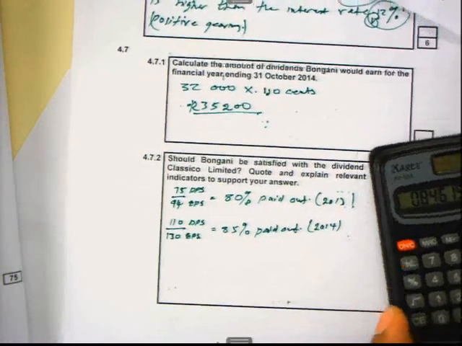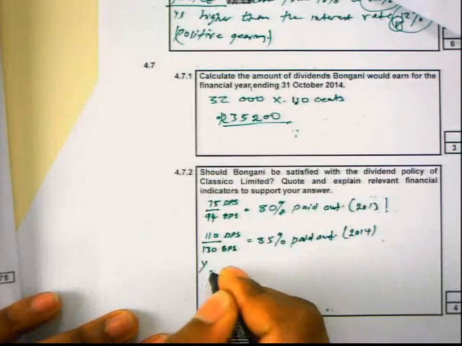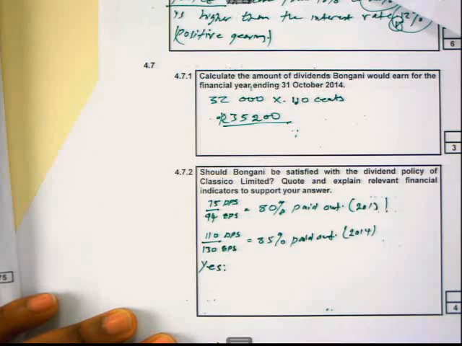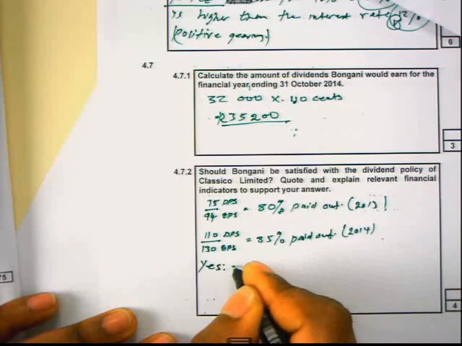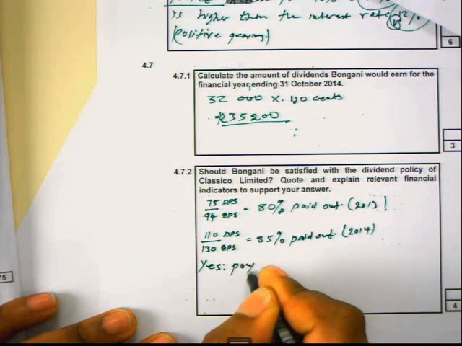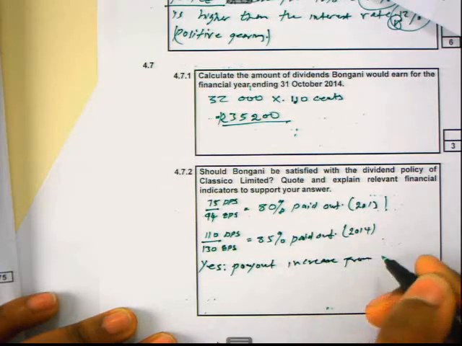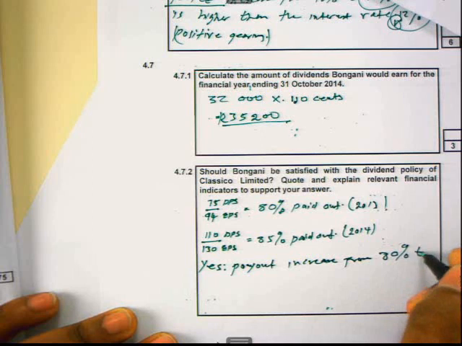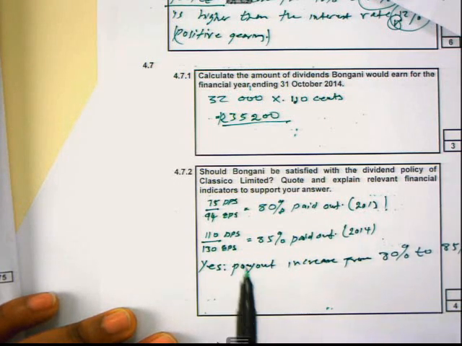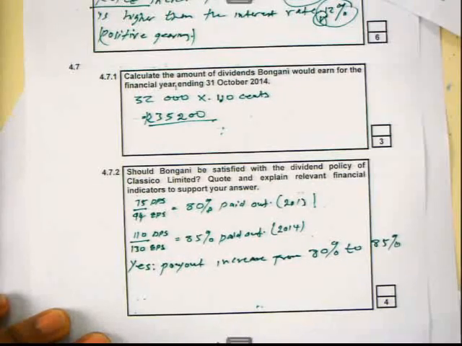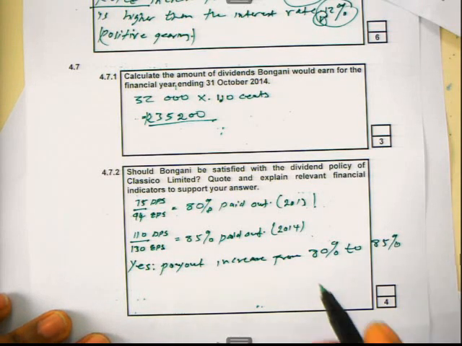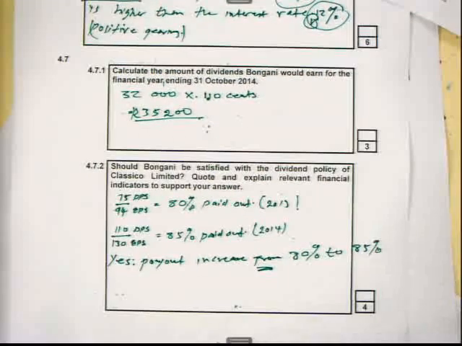Now, should Bongani be happy? Obviously, he would be happy. Yes. Why? Because the payout increased from 80% to 85%. Someone might say it increased from 75 cents to 110 cents, but I want you to use percentages instead of nominal figures. But this is a short-term outlook.